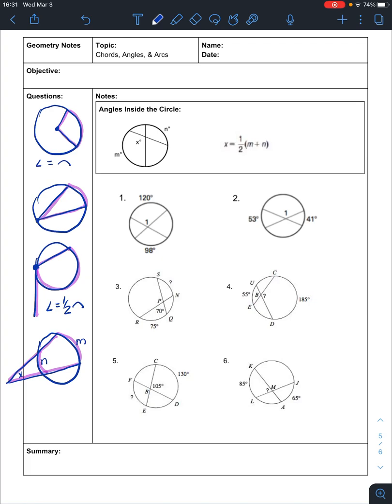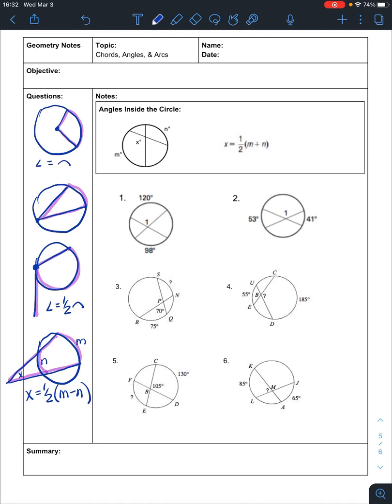Let's call this M and N so that we have something to refer to. It's the angle. Since you have 2 of them, you need to subtract them. The angle is equal to half of the difference between the arcs, the big arc minus the small arc. So those are the 3 situations that we've talked about so far.